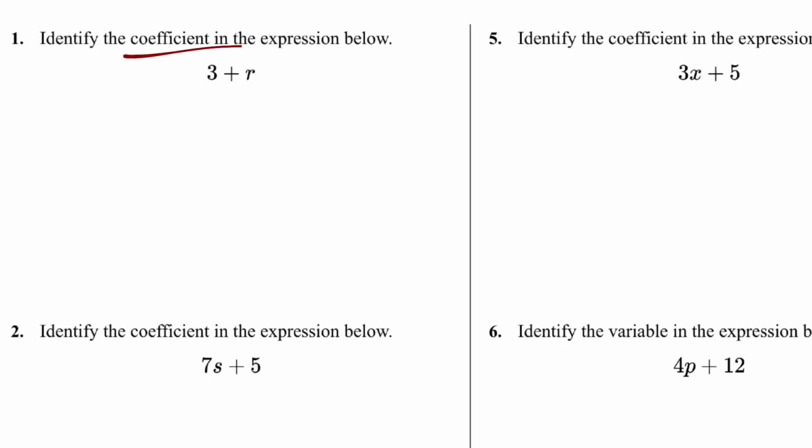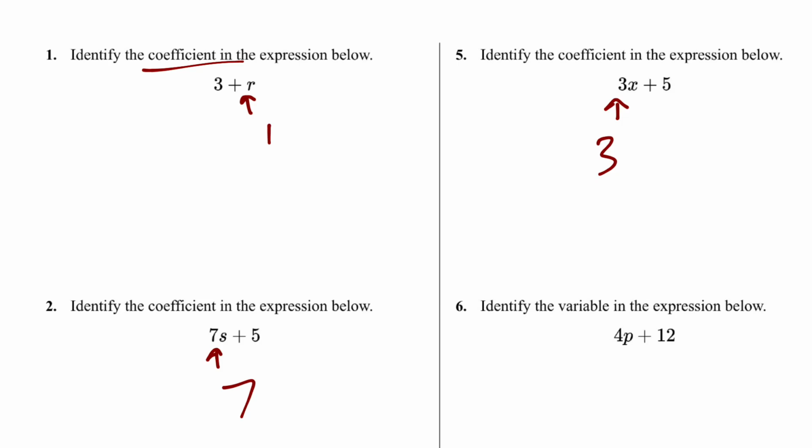So a coefficient is the number that's in front of the variable. If there's nothing there, that's going to be an invisible 1. In number 5 here, it's a 3, and in number 2, it's a 7. We treat these differently than constants because this tells us how many of a particular variable. This one would be 4.